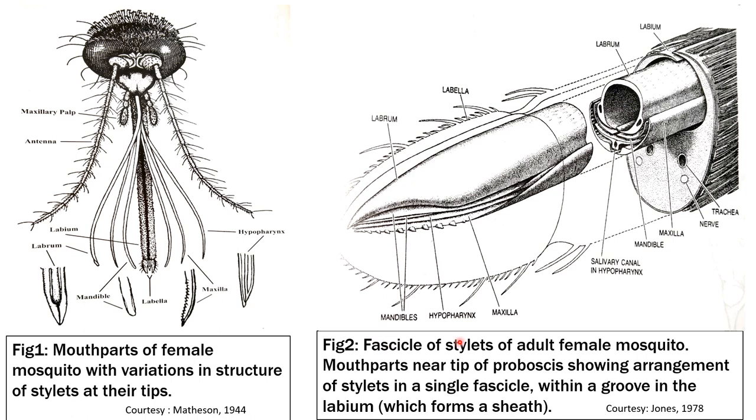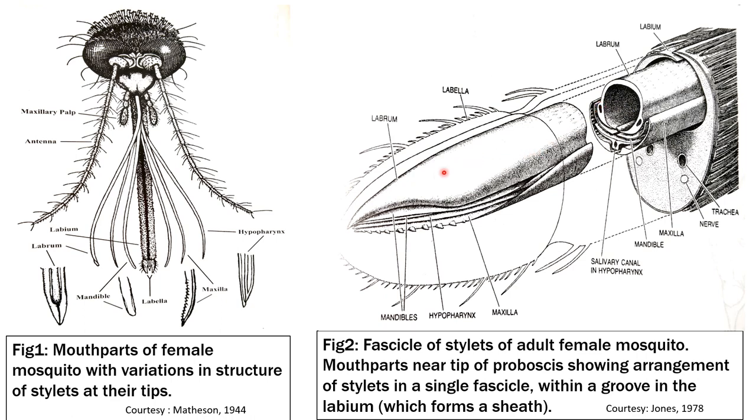Figure 2 shows the fascicle of stylets of adult female mosquitoes. It shows the arrangement of stylets in a single fascicle within the groove of the labium. So this is the labium that forms the sheath. Here, this is the maxilla, this is the mandible, and this is the hypopharynx with the salivary canal. This is the labrum, the upper lip, that curled to form the food canal.